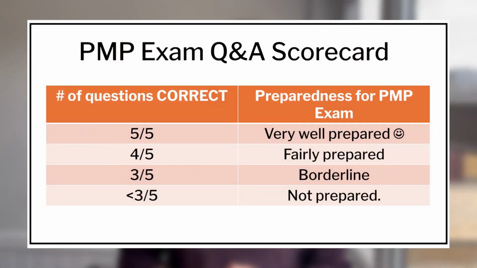Remember, the target is to get all the 5 out of the 5 questions correct, okay? However, the minimum expectation is that you will get at least 4 out of the 5 questions correct to consider yourself fairly well prepared for your PMP exam. You can assess your level of preparation according to this scorecard. So, here comes question number 5.